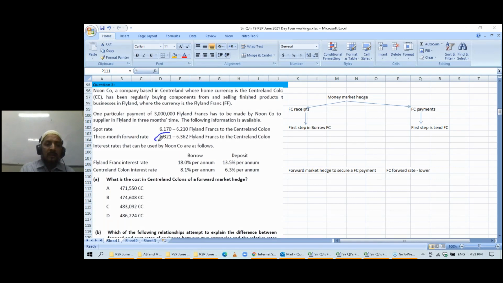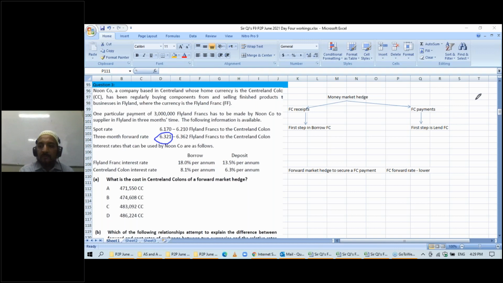So you can learn like this also. In case of foreign currency receipt, you will be using the higher rate, HR: H for the higher rate and R for the receipts, right? So just remember that HR, and otherwise it should be the lower rate in case of payment.